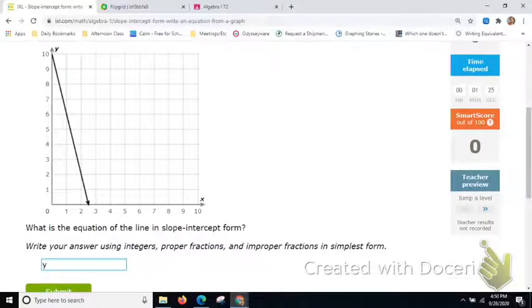Y equals -4x plus 10. If you leave out the equal sign, if you leave out the y, if you leave out the x, it will be wrong. So I know, years of therapy, and now your algebra teacher is telling you don't forget your x.